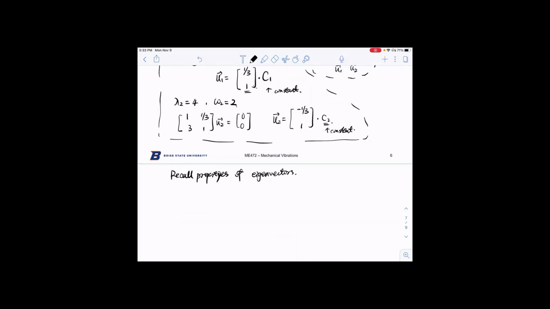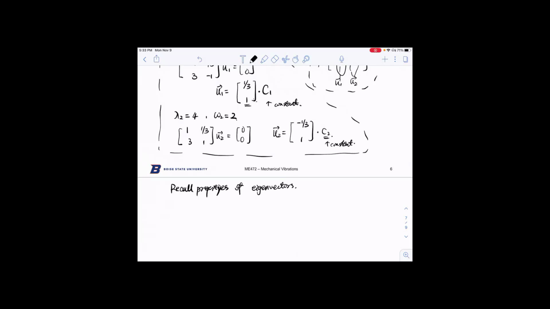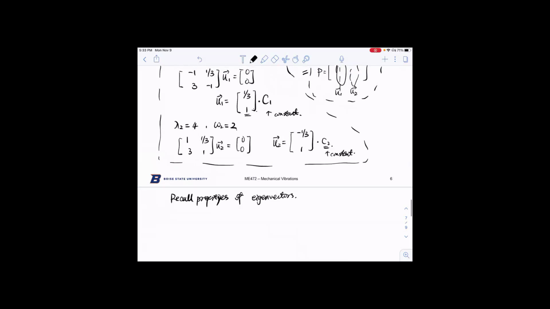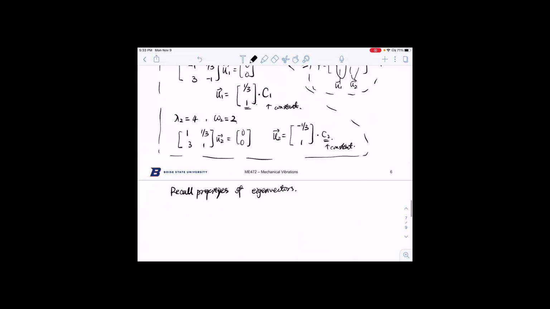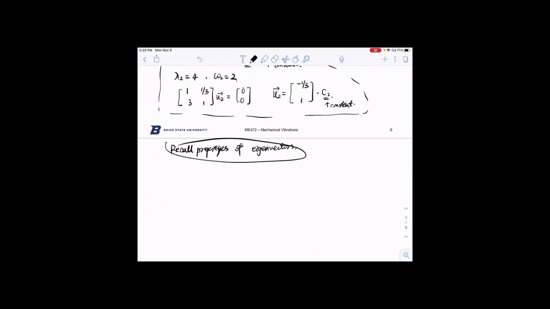There are two very important properties for eigenvectors. Perhaps I don't have time to go into this, so let me go directly to the point. Once you have the mode shapes and natural frequencies, how can you go back and construct your solution?